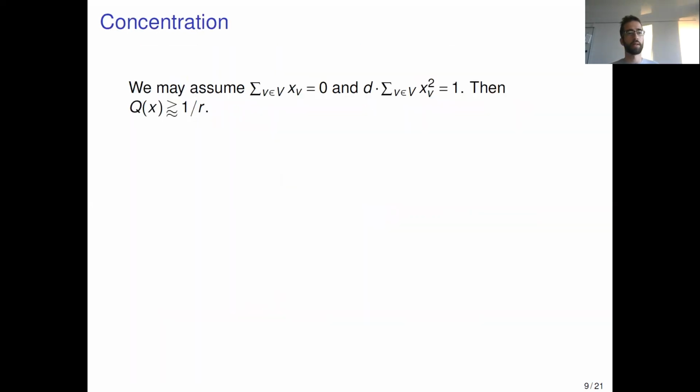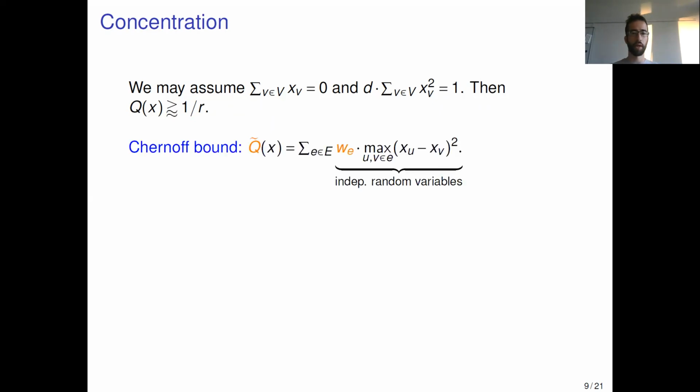So first of all, we can assume that x is centered and has variance 1, just because the inequality that we're trying to prove is shift and scale invariant. And by our Cheeger's inequality, this is going to mean that the quadratic form is at least 1 over r. All right. So what will our Chernoff bound look like?